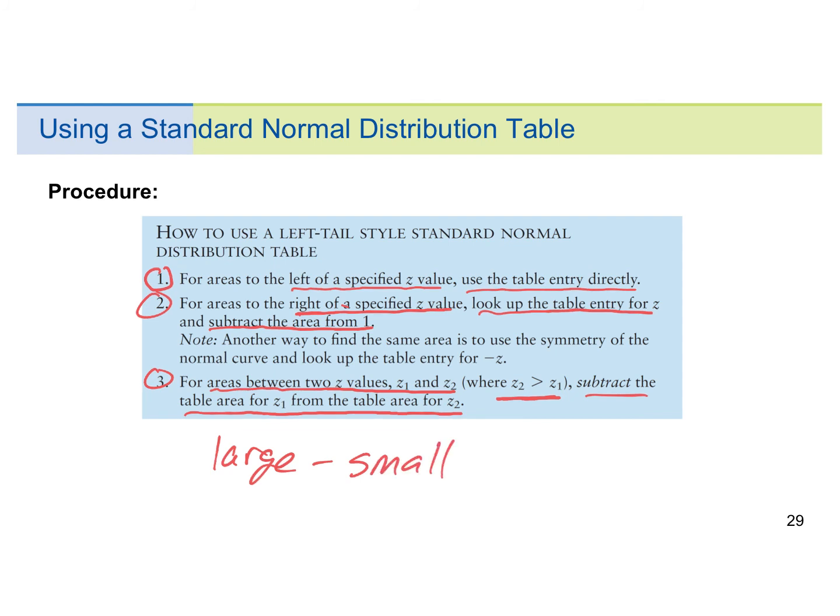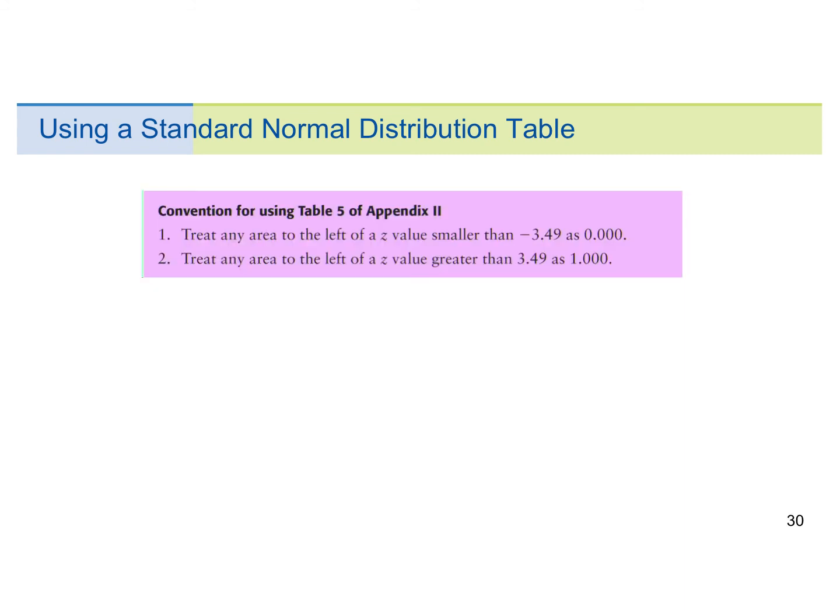We're going to create areas underneath, to the left, to the right, and in between. Just want to talk about the table, these two little rules. Any area to the left, i.e. smaller than a negative 3.49, has an area of 0. Any area greater than 3.49, this is your z-score, will have a 100% chance of happening. Okay, so those are kind of your break-off points.